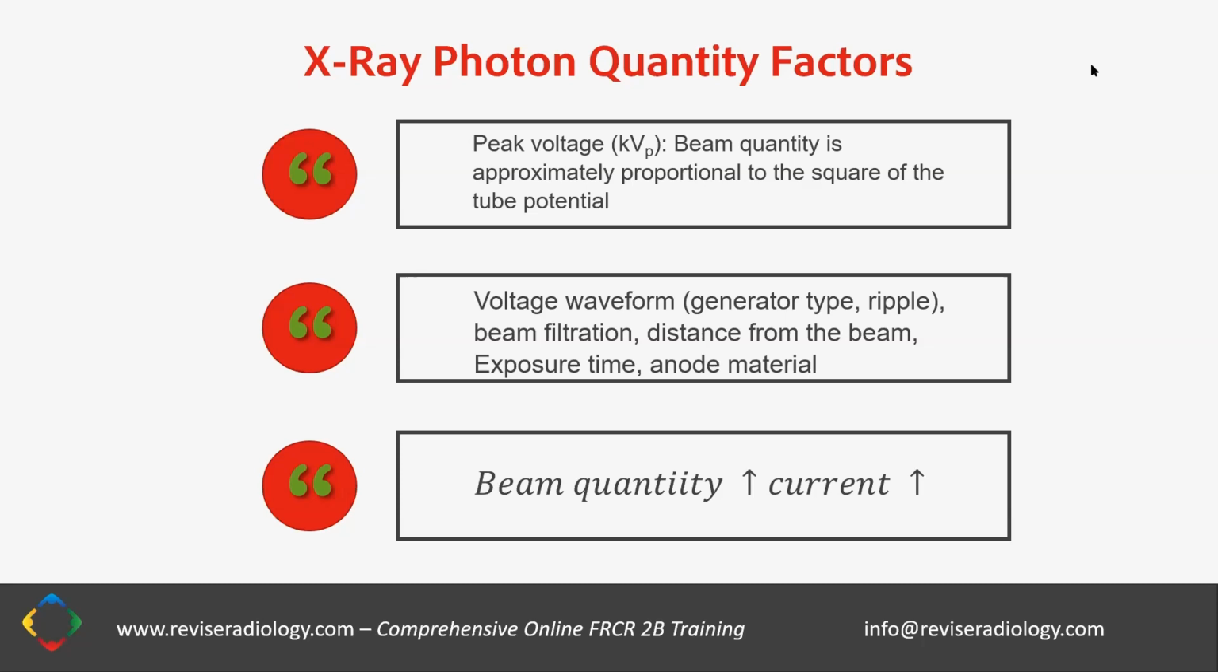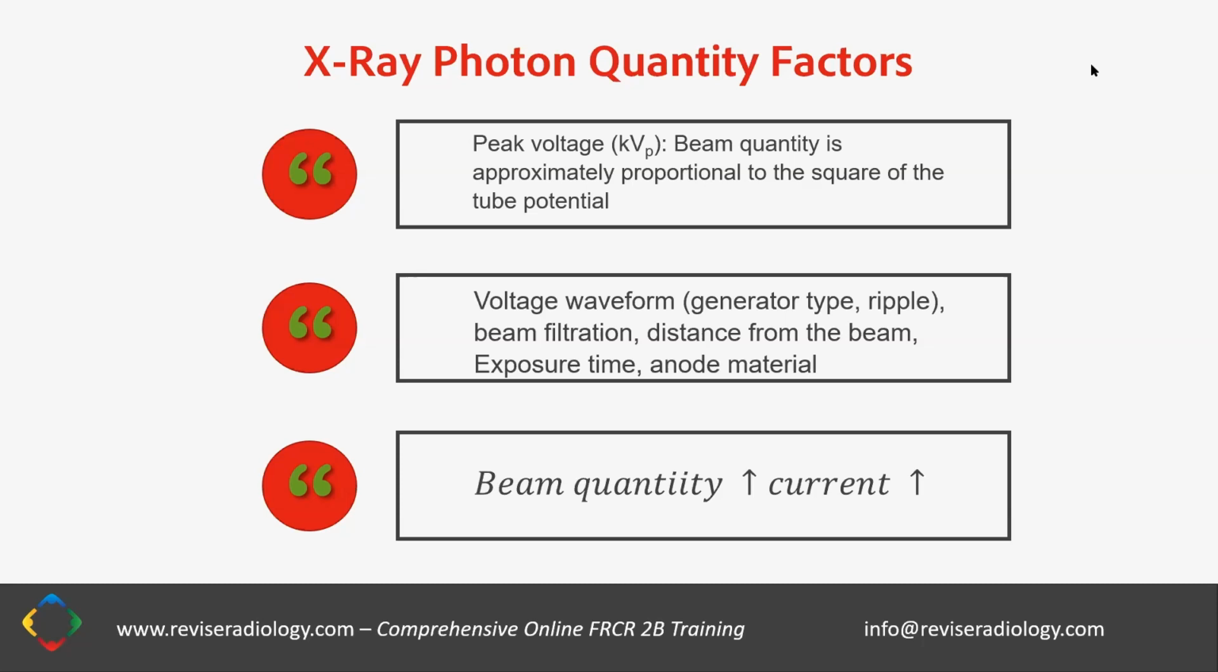And we see that the beam quantity is approximately proportional to the square of the tube potential. Yeah, so it's proportional to the square. The other factors on which the quantity depends: the voltage waveform, which makes sense. If it has a high ripple, then at one point the electrons will be traveling in one direction and then the other, which will slow down the production of X-rays. This also obviously depends on the generator type that you're using.